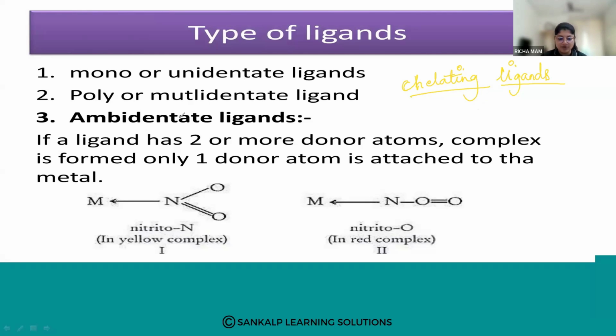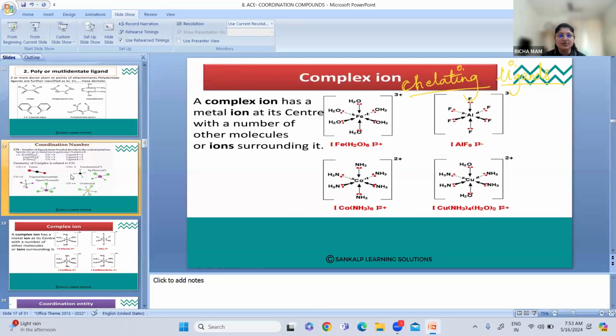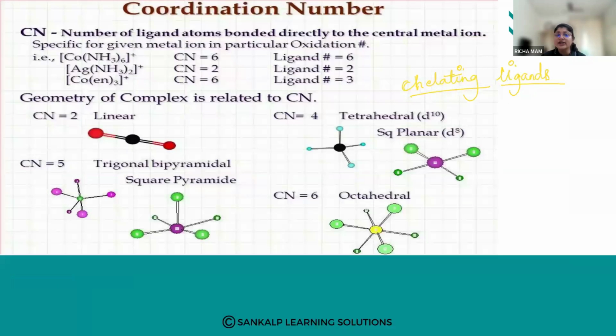Next, we had discussed the coordination number. What is coordination number? The number of ligands which are joined or bonded directly to the central metal atom is called the coordination number. Based on the coordination number, we have seen the geometry of the complex also, right? The geometry of the complex is related to the coordination number. Depending upon how many ligands are bonded to the central metal atom, the geometry is decided.